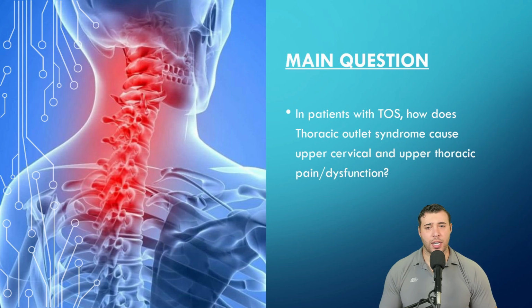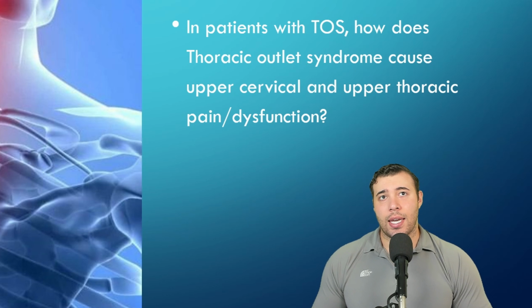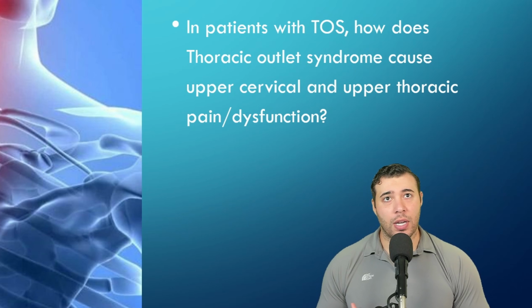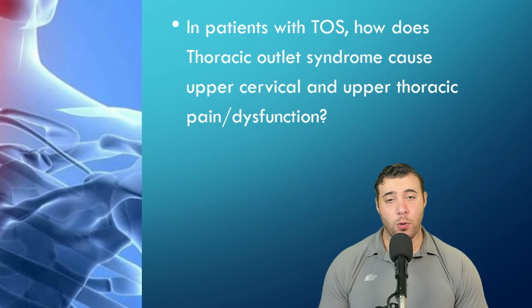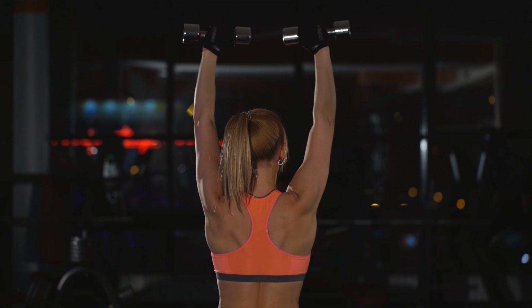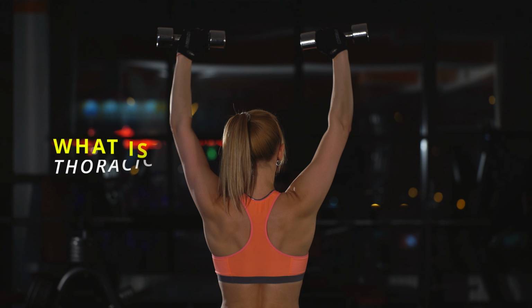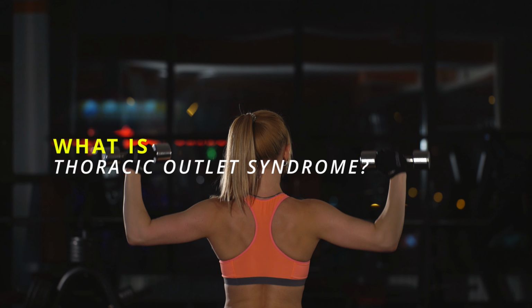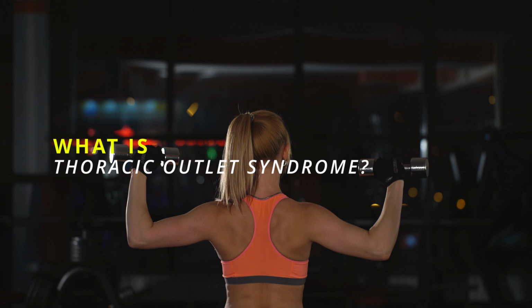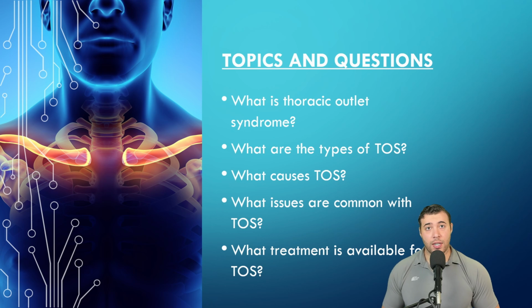So what's the first thing that we can ask ourselves? The main question that we have is, in patients with TOS, how does thoracic outlet syndrome cause upper cervical and upper thoracic pain or dysfunction? Some of the other topics are that we're going to define what thoracic outlet syndrome is, what the specific types of thoracic outlet syndrome are, what the causes of it are, what issues are common with TOS, and what treatment is available for TOS.